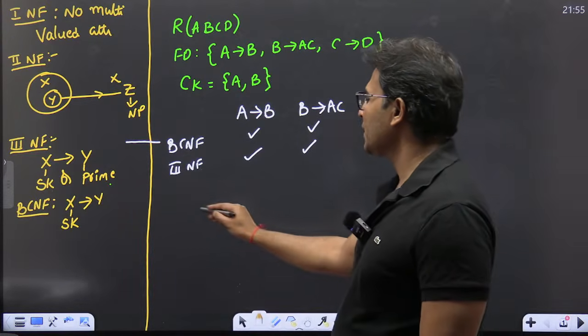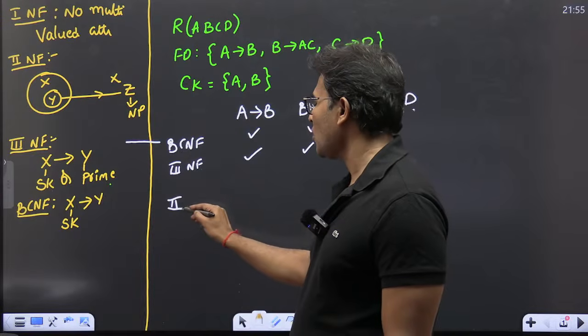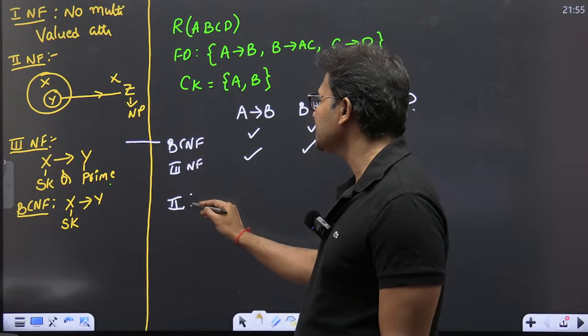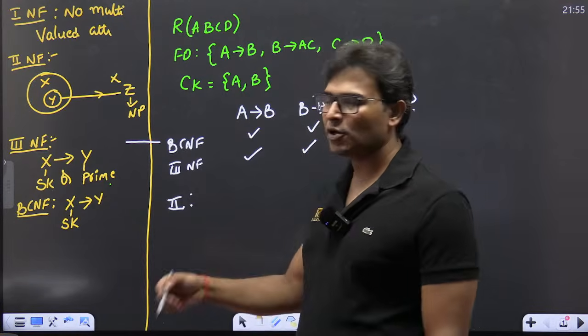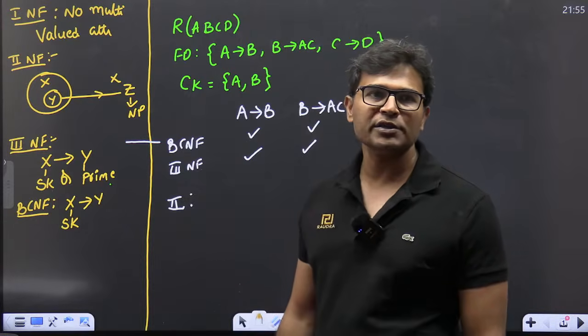Now, what about second normal form? In the second normal form, you have to take the partial keys, right? Proper subset of the keys. You have to take proper subset of keys.